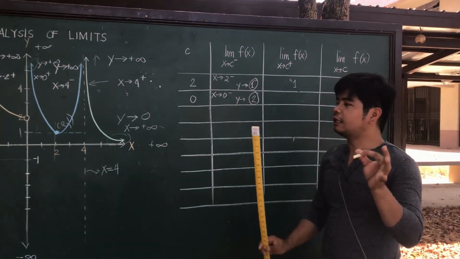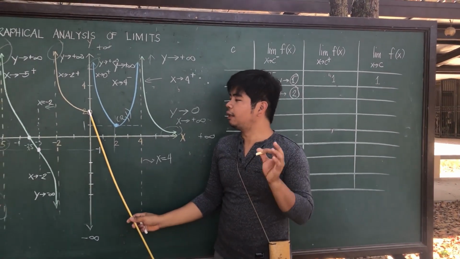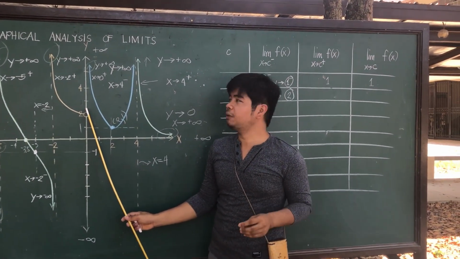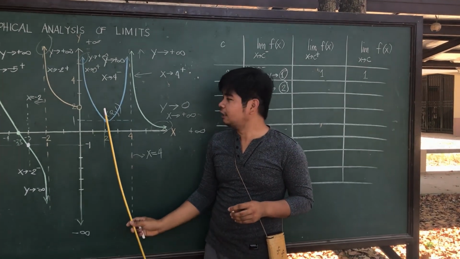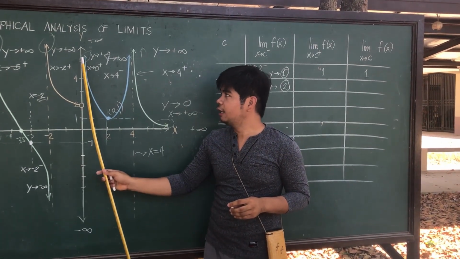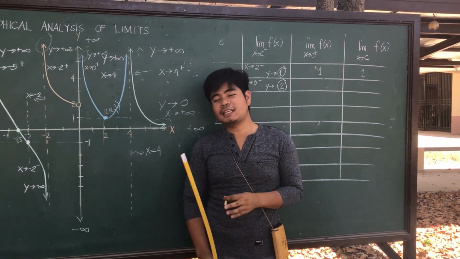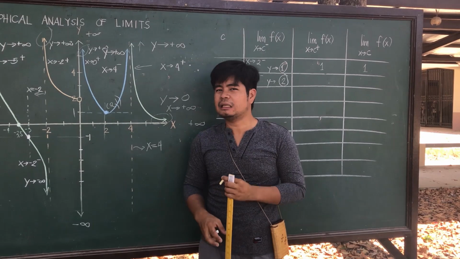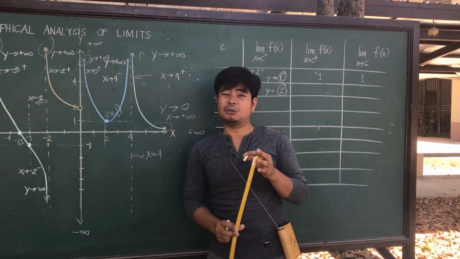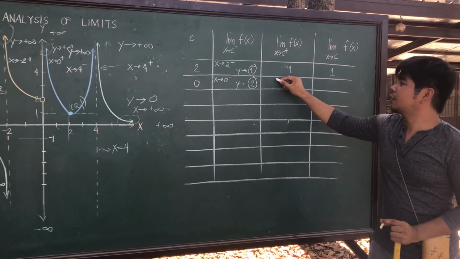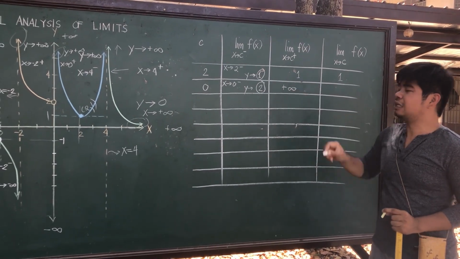At ano naman ang nangyayari sa value ng y habang ang x ay nalalapit-lapitan ng 2 from its right? Nakikita natin ito, the graph here, paakyat siya. So ibig sabihin nito, the value of y just keeps on increasing. It keeps on increasing without bound. Therefore, this is positive infinity.